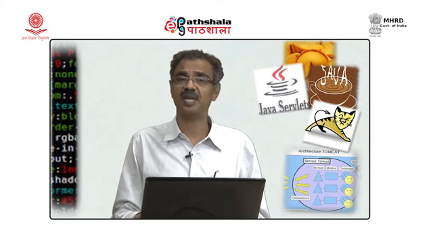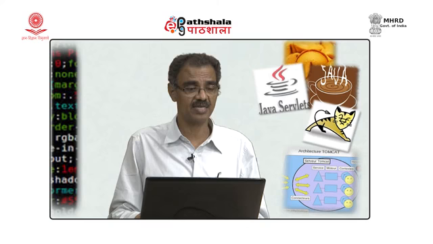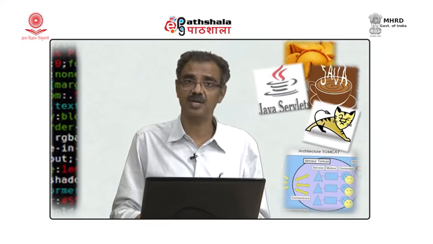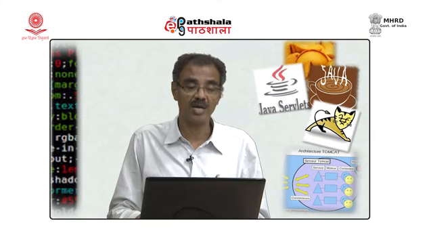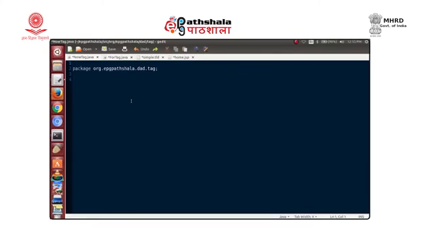So, let us start. We will give the package name. We have package org.epgpathshala.dad.tag. And then we will need the appropriate imports. So, import javax.servlet.*, import javax.servlet.jsp.*, and then import javax.servlet.jsp.tagext.*. That is where we have the IterationTag and the Tag. And then we will have the usual thing, the IOException. We will need the import for that, so import java.io.IOException.